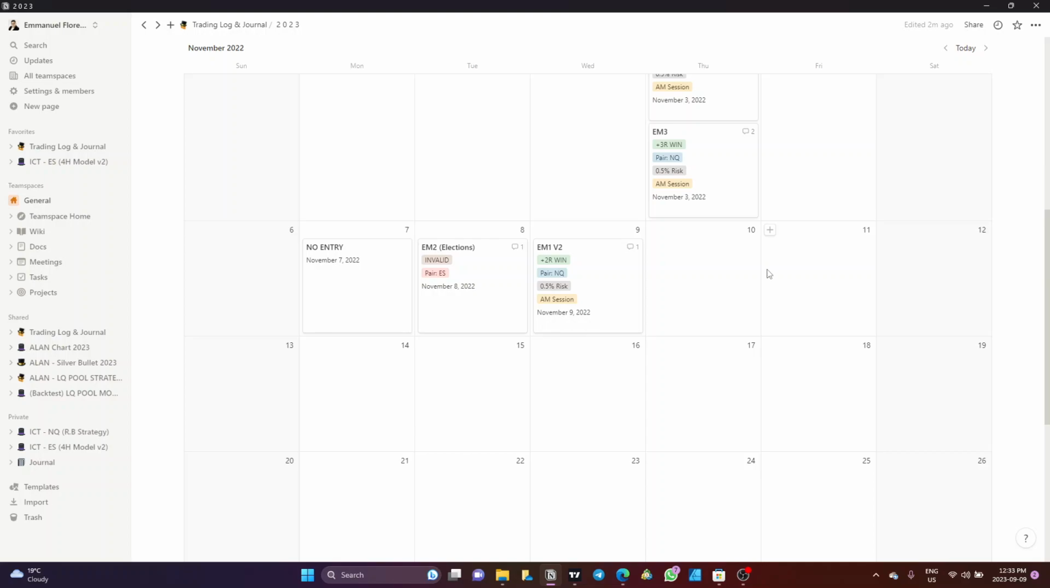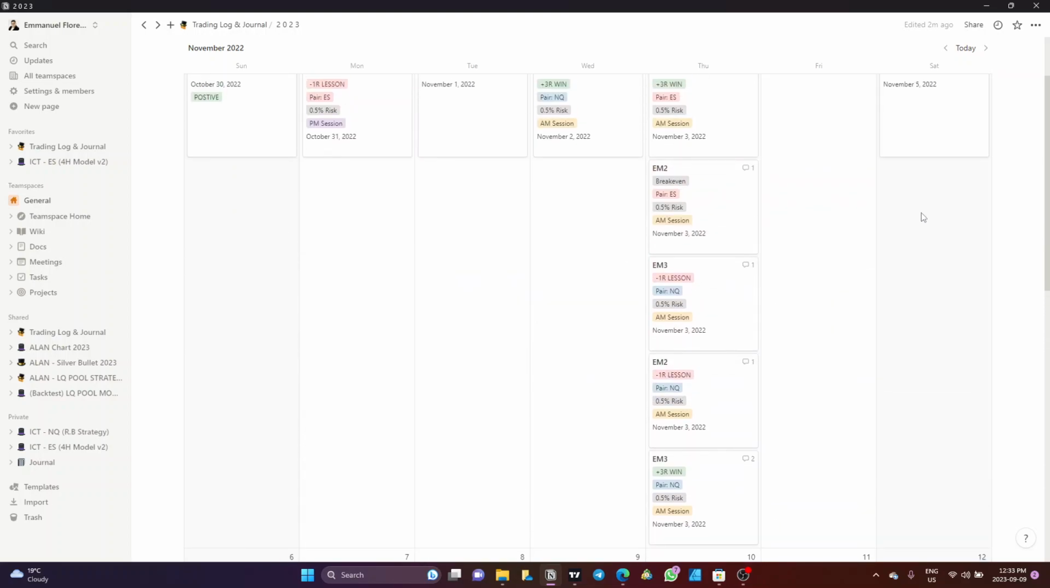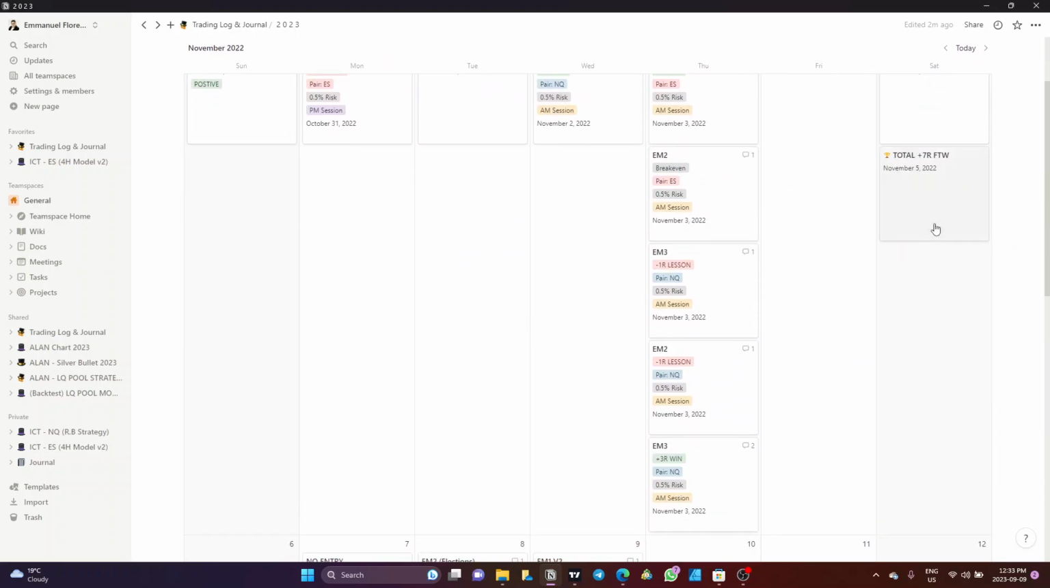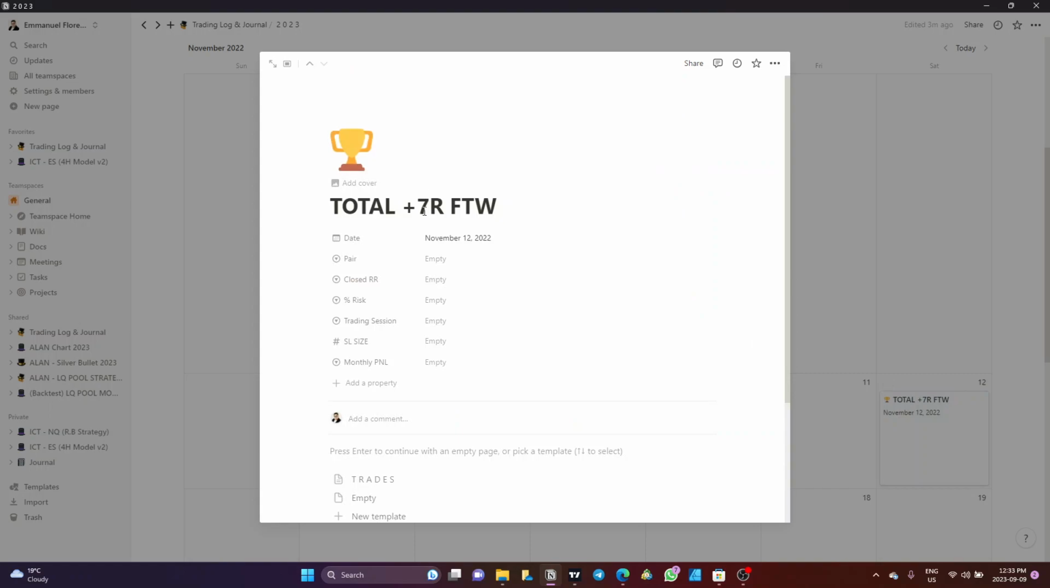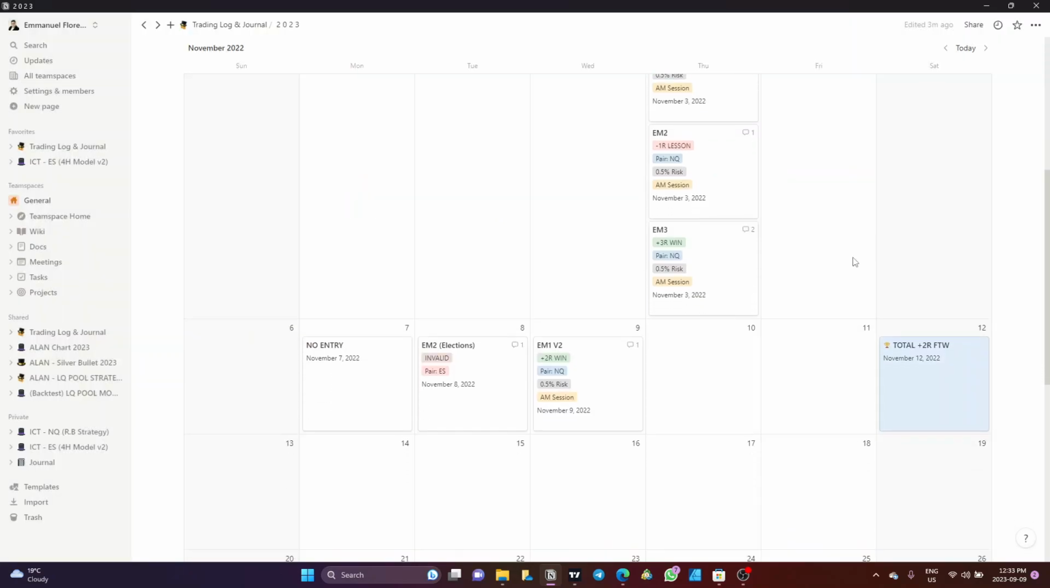So honestly, a very, very, very slow week. But I guess CPI and elections, that's insane. So that means we're just holding off with 2R there.